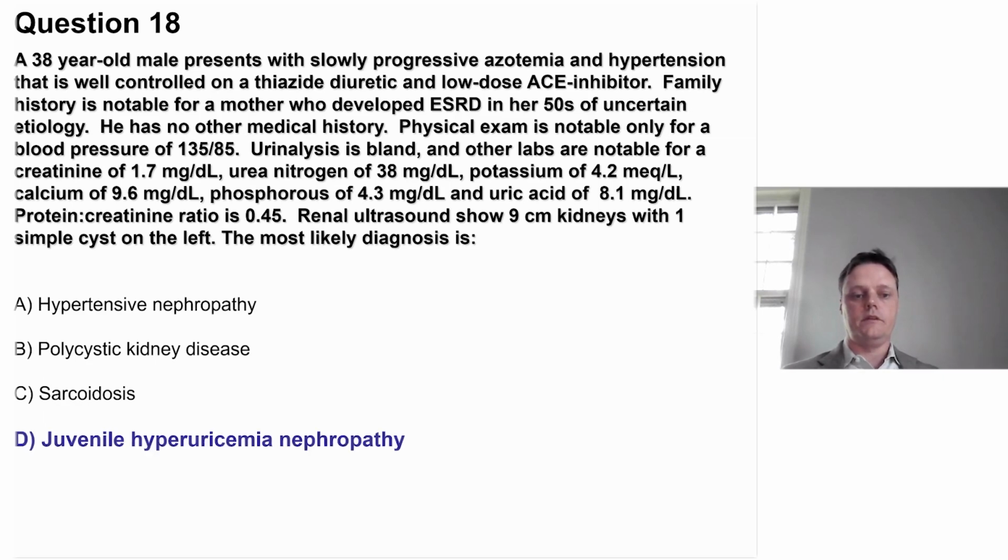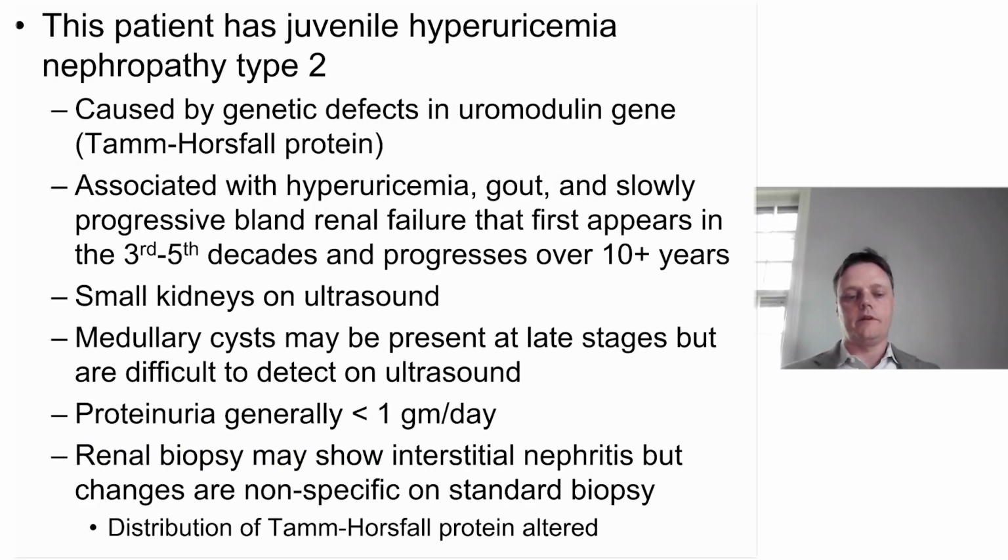The answer is juvenile hyperuricemic nephropathy, most likely type 2. This is caused by genetic defects in the uromodulin gene, or Tamm-Horsfall protein. It's associated with hyperuricemia, gout, and slowly progressive bland renal failure that first appears in the 3rd to 5th decade and progresses over 10 plus years. The patients have small kidneys on ultrasound.